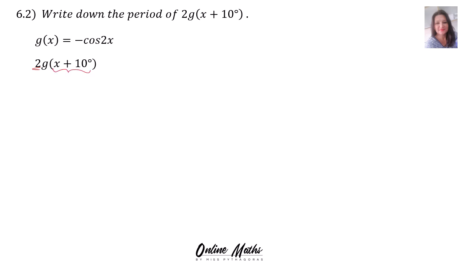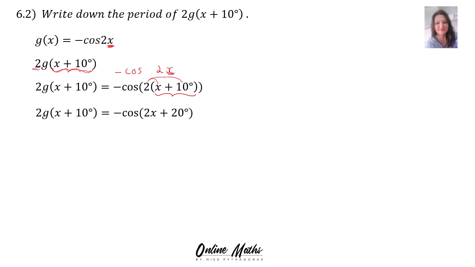Now, g of x plus 10 degrees means that in x's place, where you see x, you're going to substitute x plus 10 degrees. So it looks like this. On the right hand side, this used to be minus cos 2x. Now in x's place, I substitute x plus 10. Then I multiply this in, and you end with minus cos bracket 2x plus 20.